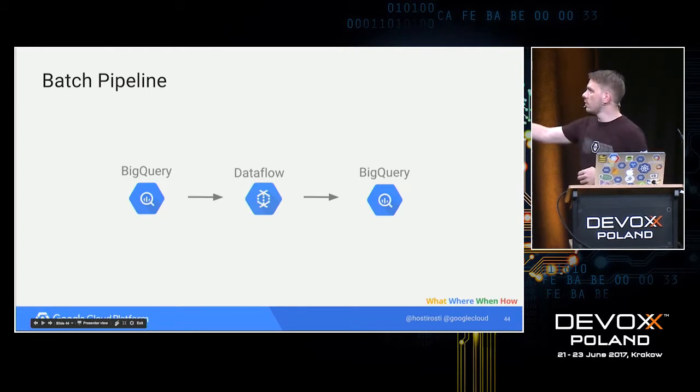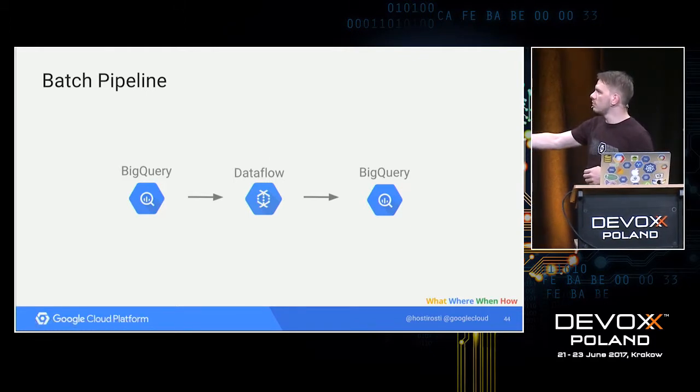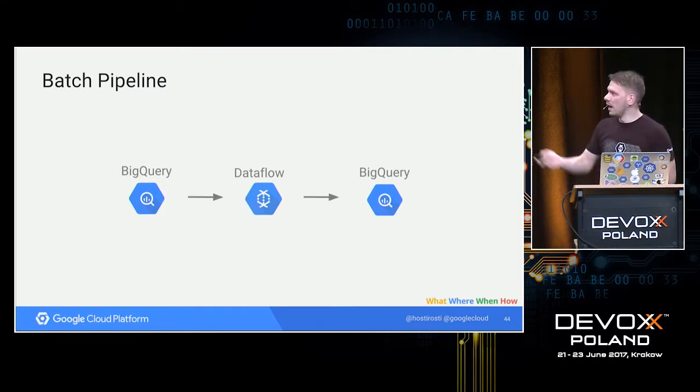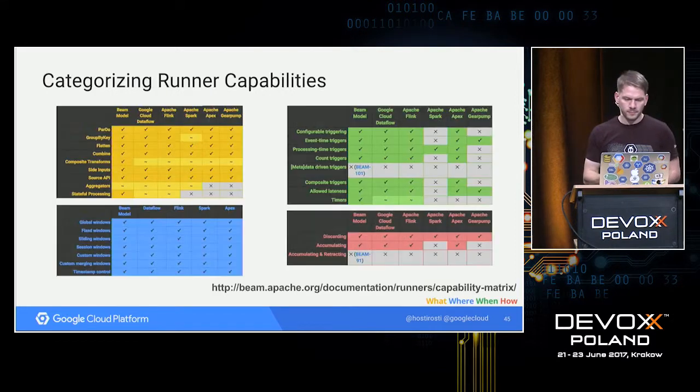So here is what we do with the batch pipeline. We read from BigQuery the historic data that I'm always storing. I'm crunching it in Dataflow with Apache Beam, and then writing it back to BigQuery.